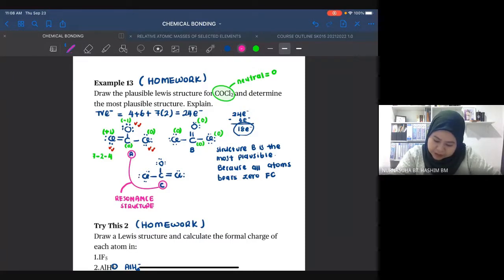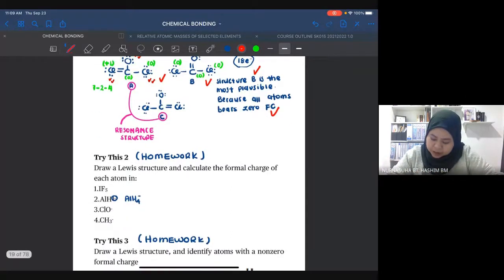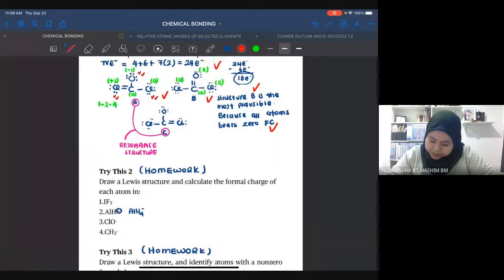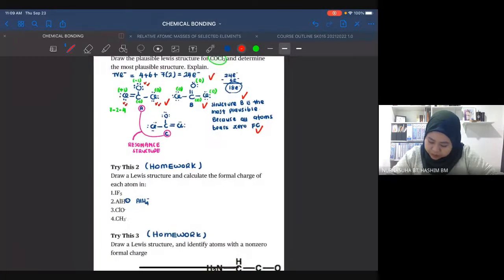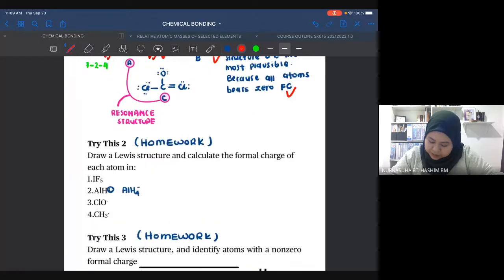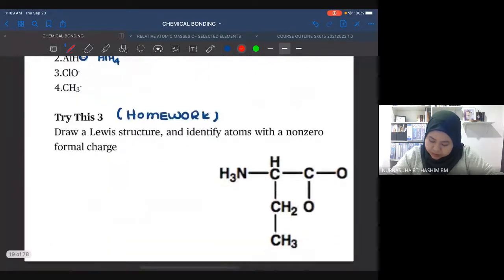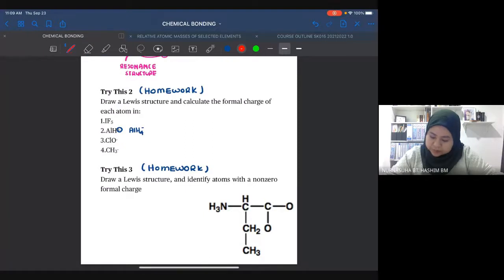Kalaulah ini masuk exam, okay, normally these two structure ada dua markah. Okay, kiraan total valence electron ada markah. You mention structure B is the most stable, 1 mark. And the reason, 1 mark. So total 5 mark for this kind of question. Okay. So try this too. Rasanya tak ada masalah kot. Try this 3 pun.